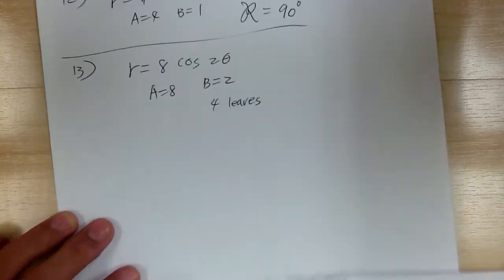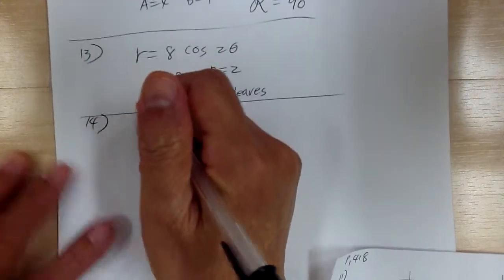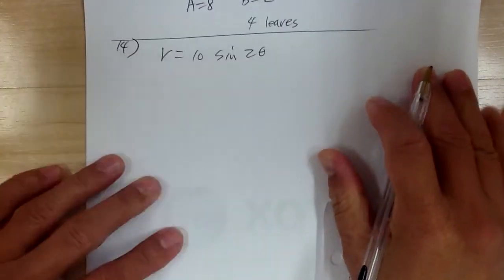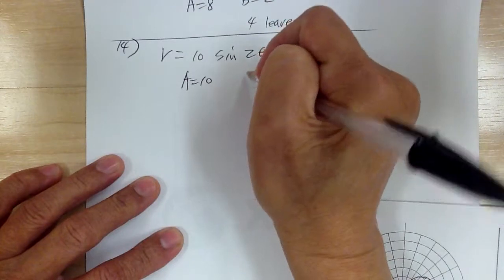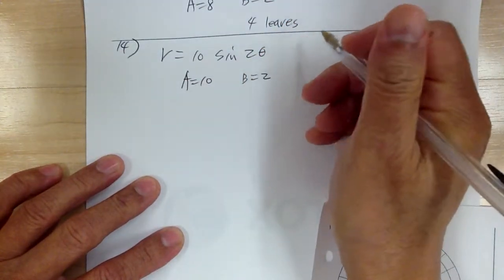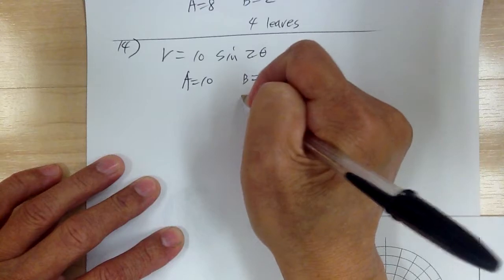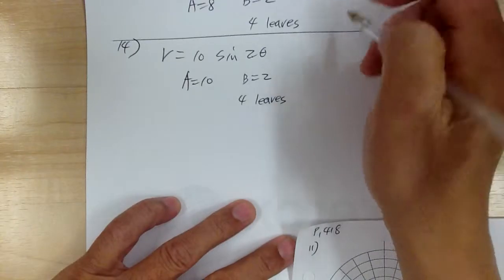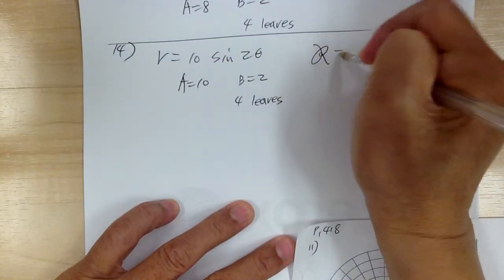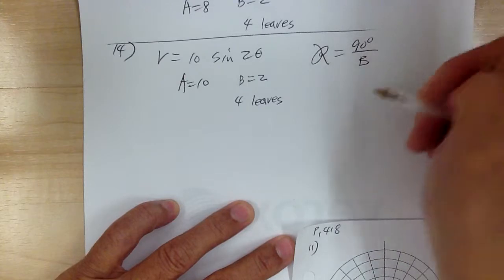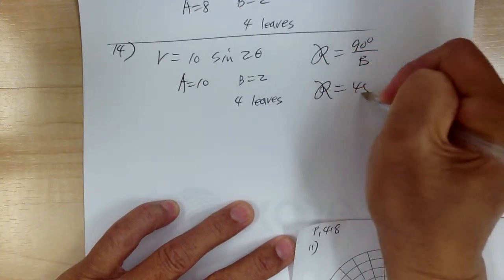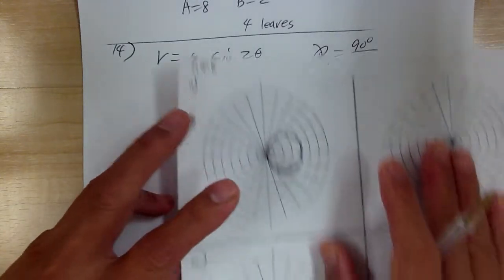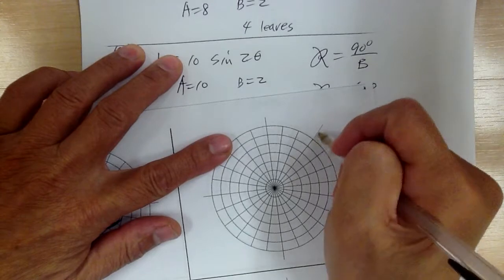Let's go to number 14. You have r equal to 10 sine of 2 theta. So in this case, A equal to 10 and B equal to 2. Again, because it's even, you double that, so you get 4 leaves, or 4 petals. Now because it's sine, there's going to be a rotation. Rotation is going to be 90 degrees over B, so the rotation is going to be 45 degrees. Instead of starting at 0 degrees, you're going to start at 45 degrees, right over here.